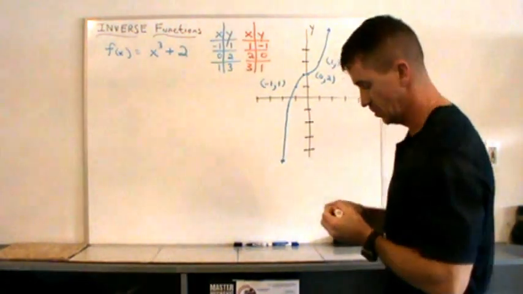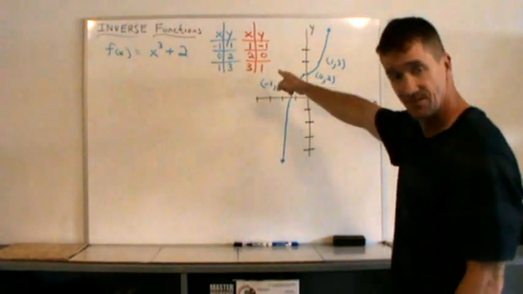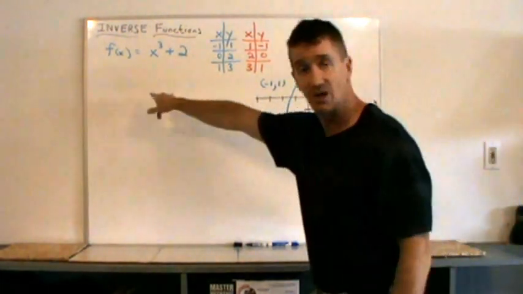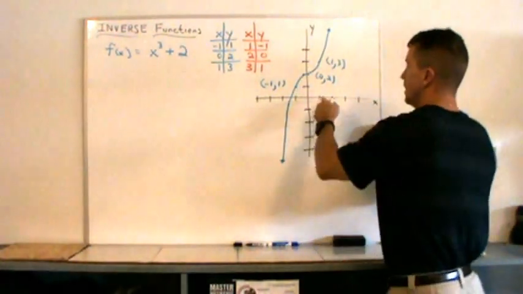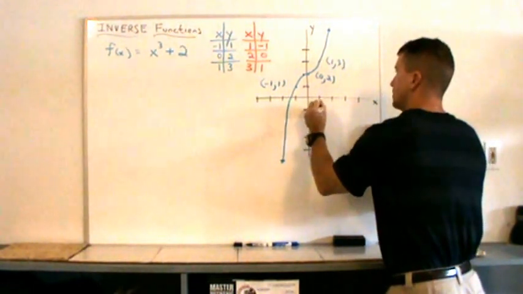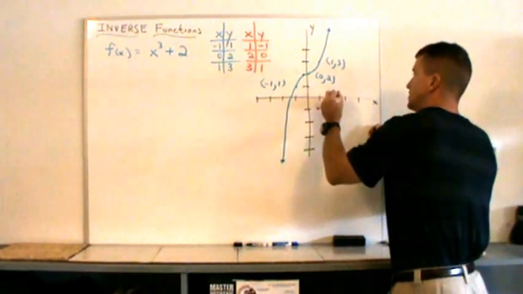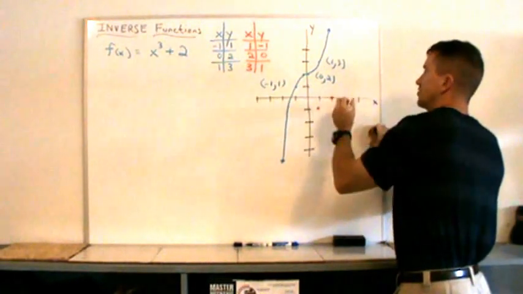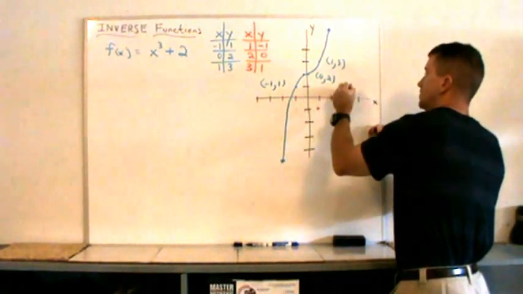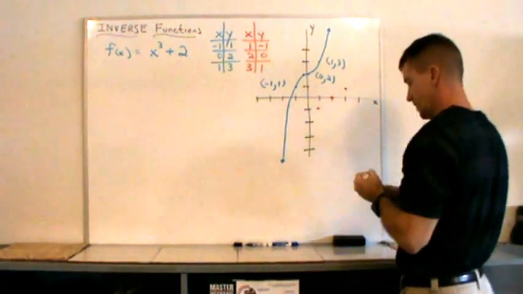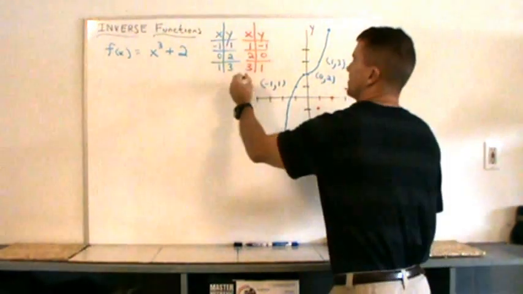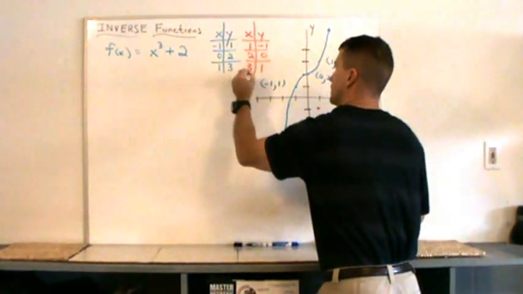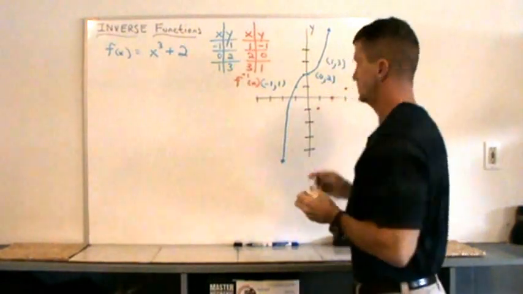And we can plot these. We can actually sketch the inverse function without even having its equation yet. At 1, it's negative 1. At 2, it's 0. And at x equal to 3, y is 1. This is f inverse. So I'll put that notation.